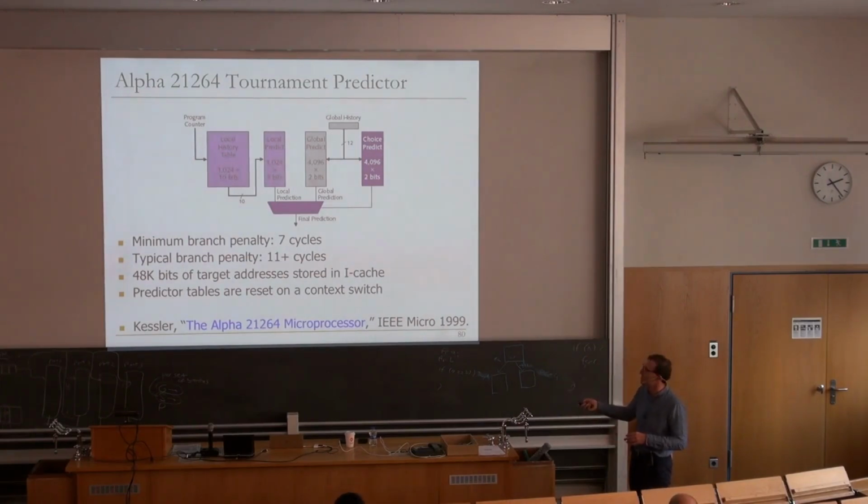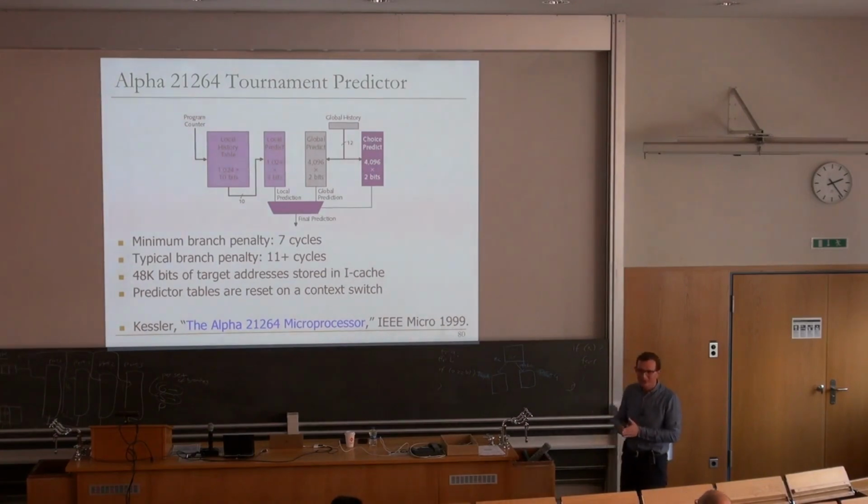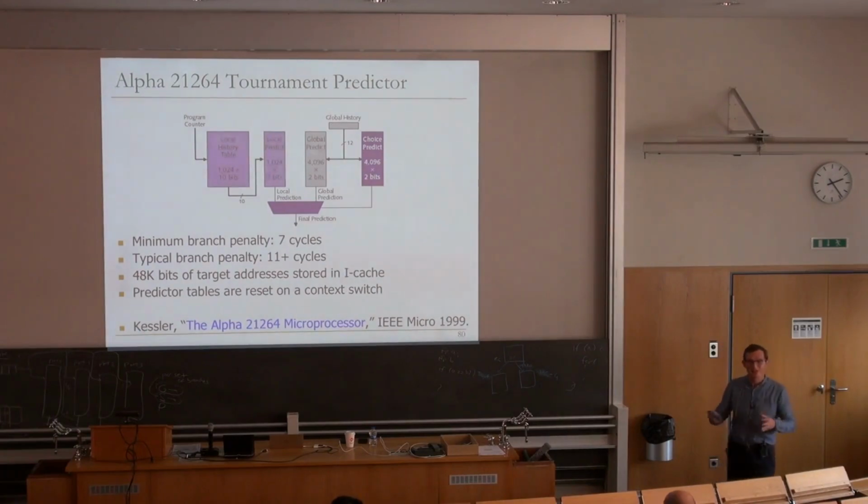For example, predictor tables are reset in a context switch. What happens on a context switch? You've warmed up all these predictors, and some other application is running right now. What do you do? One way is actually resetting them so that you start from a known state, as opposed to using the predictions based on the state of the branch predictor as it was set by a previous program, right?